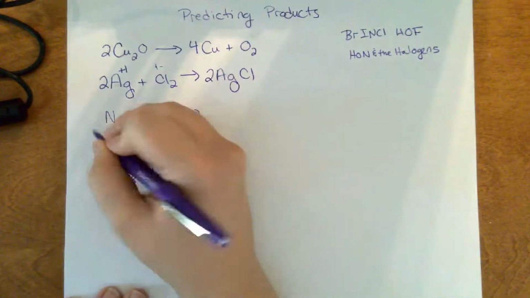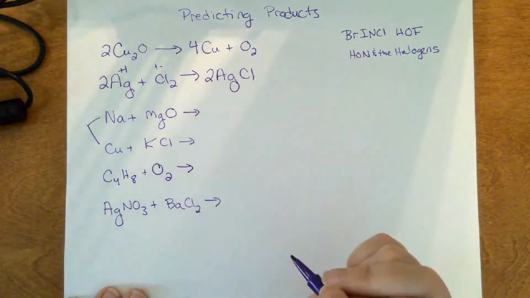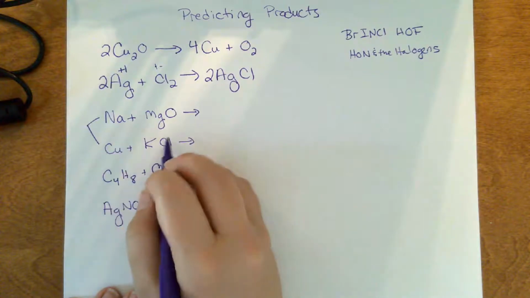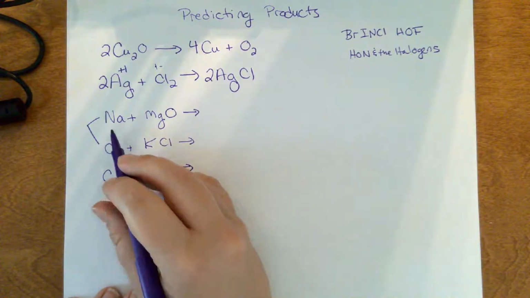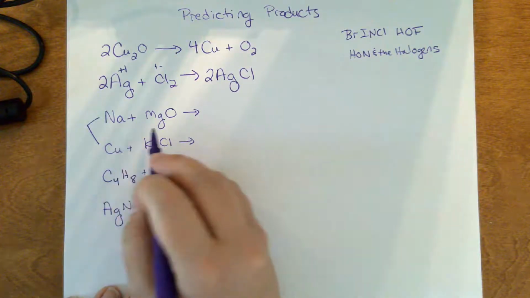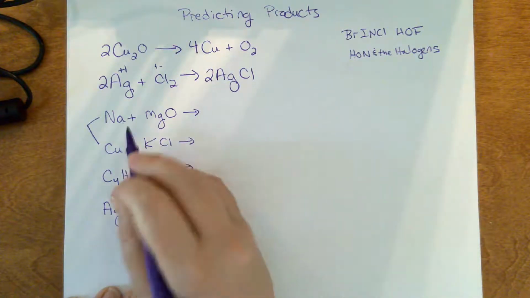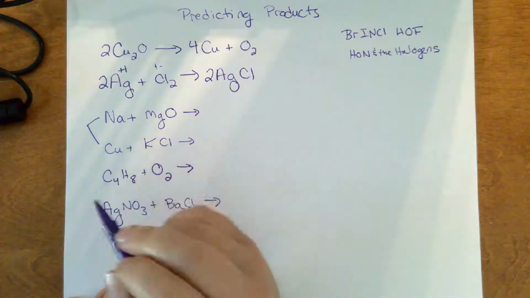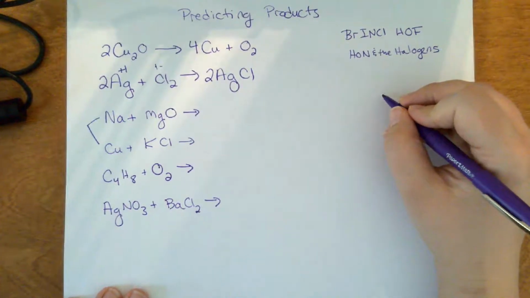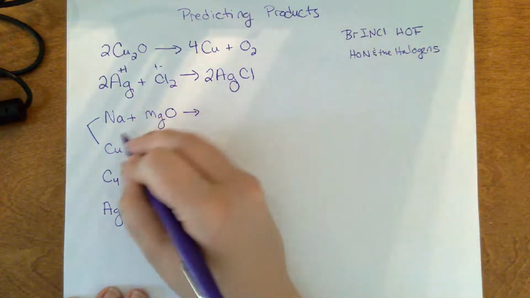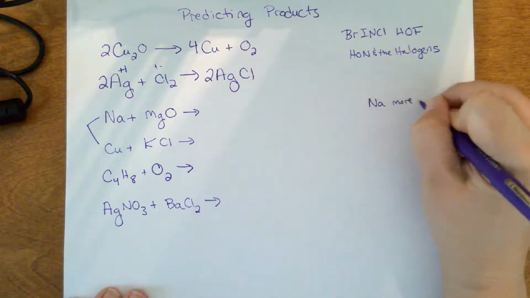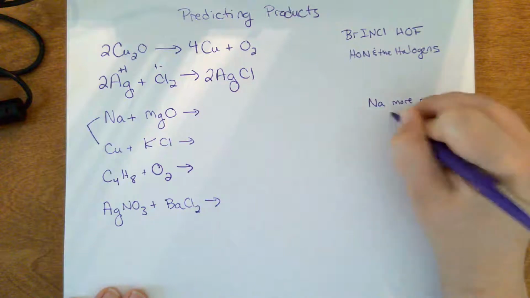Okay, now, we have 2 single replacements here, and you can tell that they're single replacements because they have an element and then a compound. Okay, so in this single replacement, sodium is a metal, so it's going to replace the other metal. Now, sometimes single replacements have no reaction, and in order to figure that out, you have to use an activity series. So I'm going to give you guys the comparisons with each of these. So sodium is more reactive than magnesium.